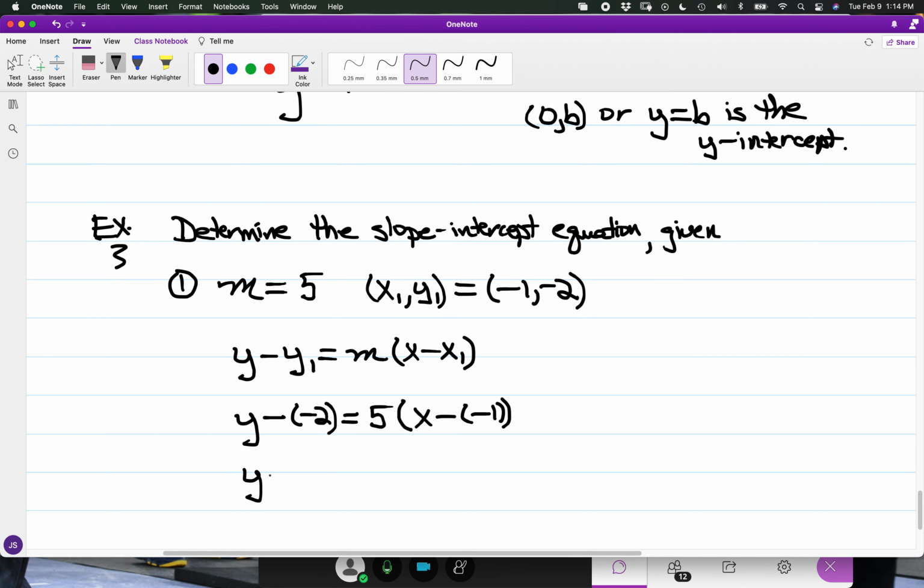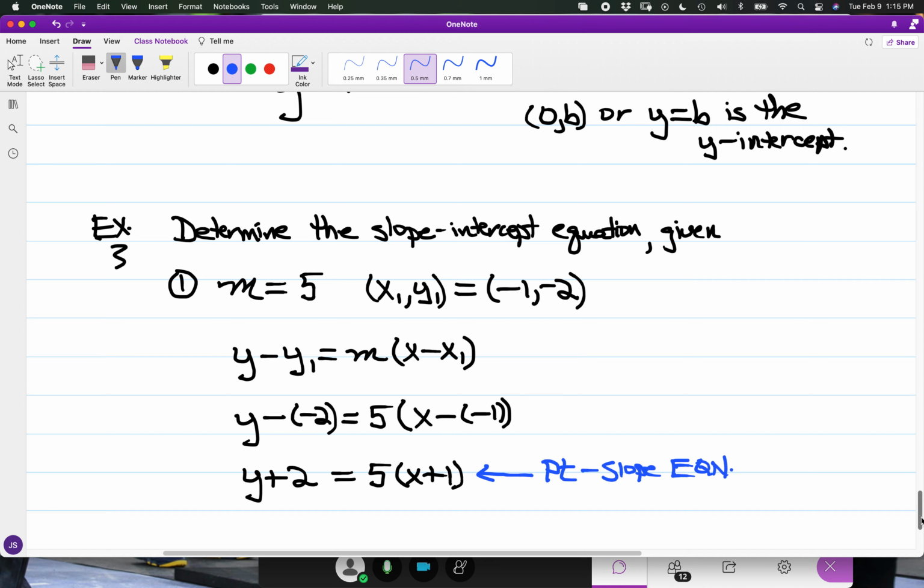And just to clean up what we have here, y minus -2 becomes y plus 2, equal to 5 times the quantity of x plus 1. Now at this particular stage, this y plus 2 equal to 5 times the quantity of x plus 1, that is going to be the point-slope equation. So if you have a run-in with an ALEKS problem where it says to write the point-slope equation of the line described here, this is going to be y plus 2 is equal to 5 times the quantity of x plus 1.